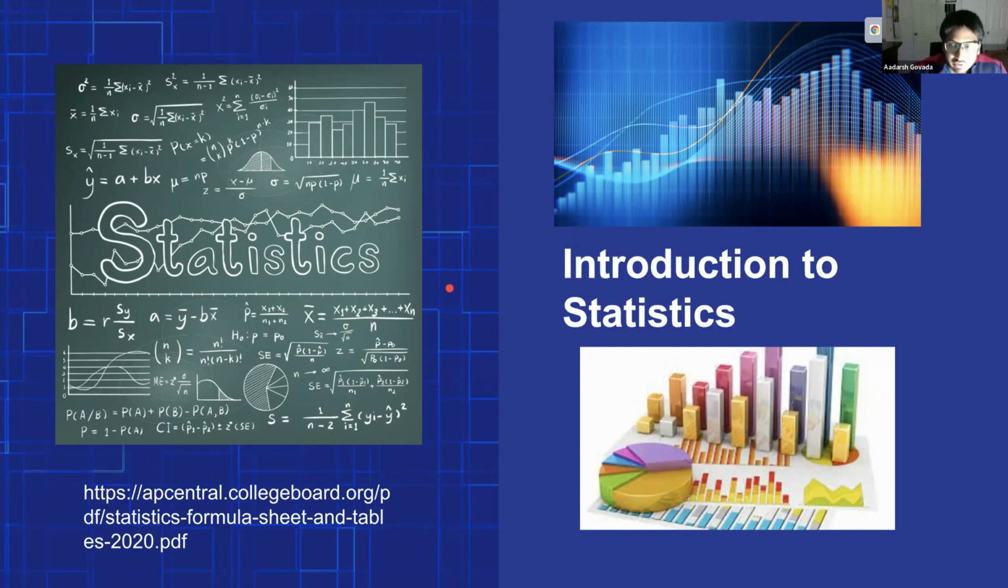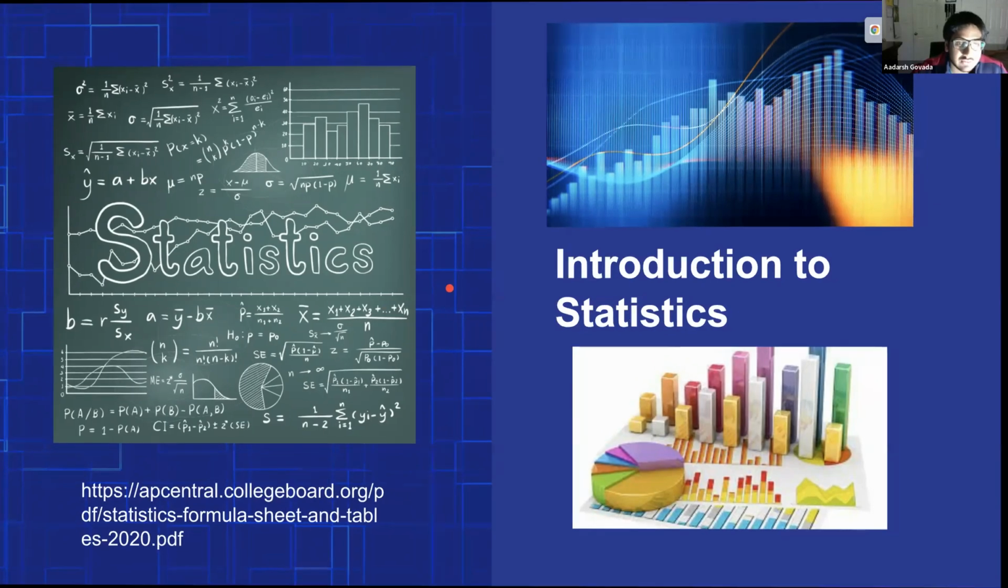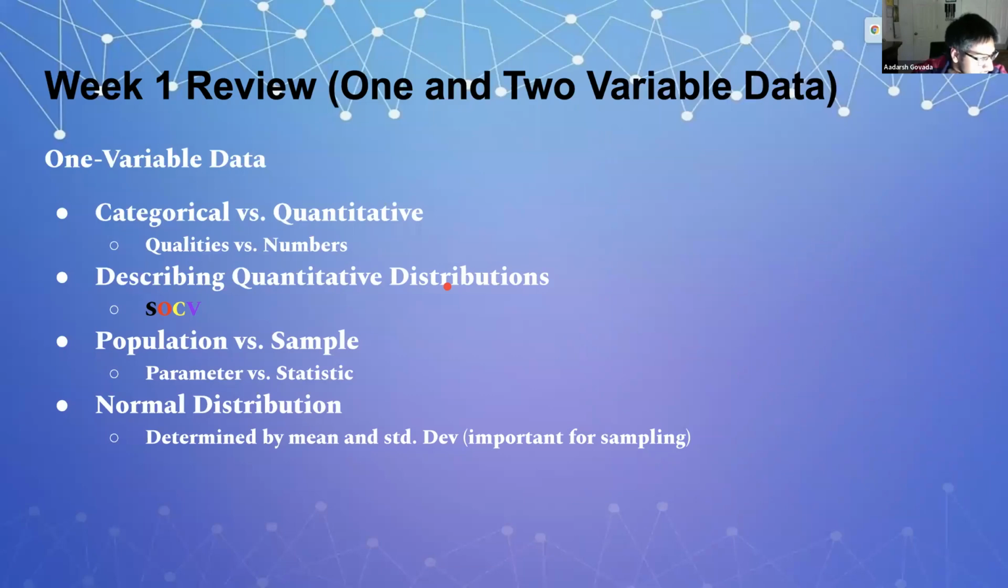So this is Intro to Stats Week 2. First off, we're going to review some of the stuff that we did in Week 1. So that is 1 and 2 variable data is what we looked at last time. So with 1 variable data, we talked about the difference between categorical variables and quantitative variables.